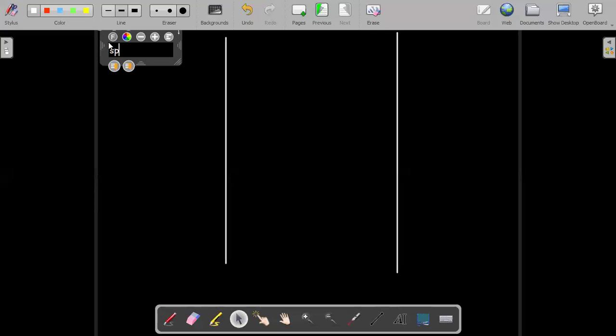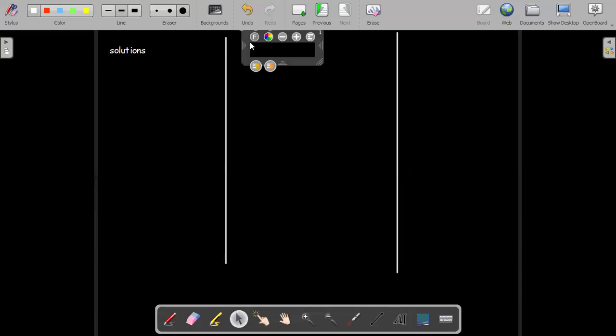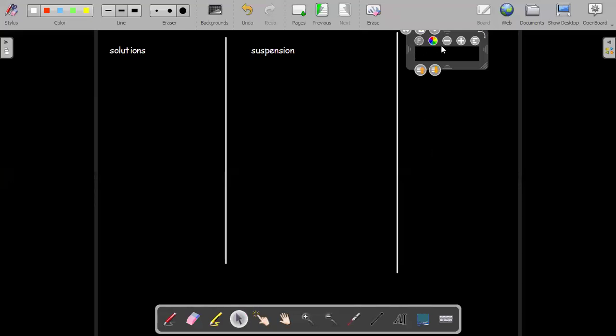So, solutions, and here we are: suspensions and colloids. Give me the properties of the solutions. What are the properties that I will write? Anyone? Give me the property of solutions. Which substances will be called solutions?